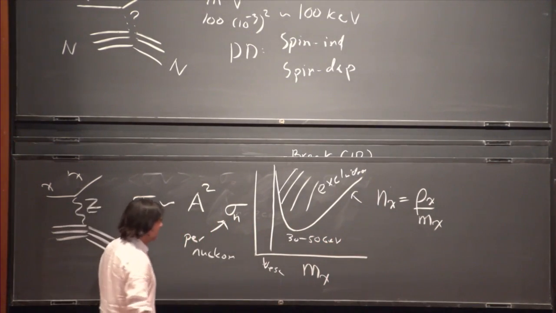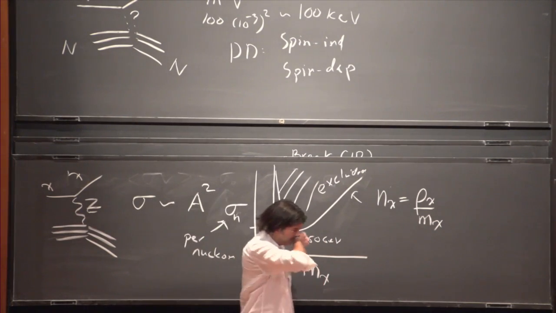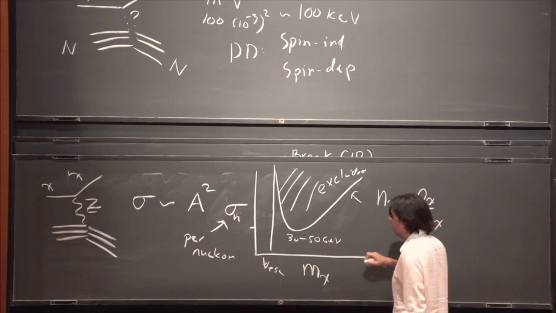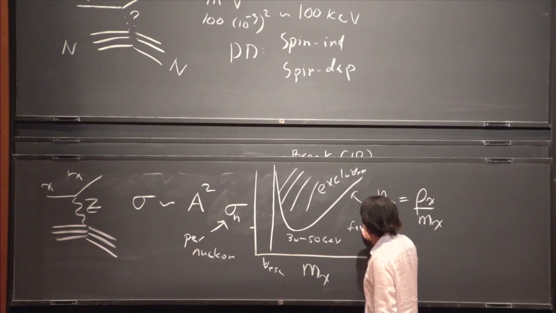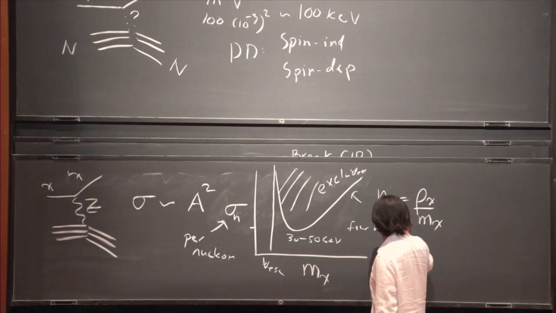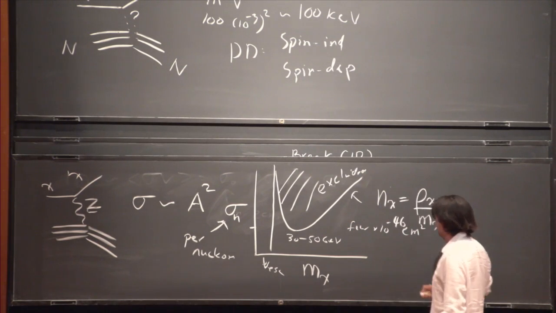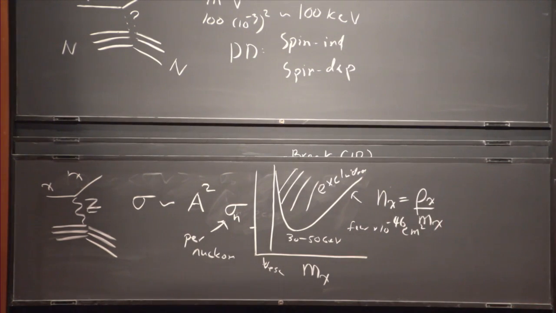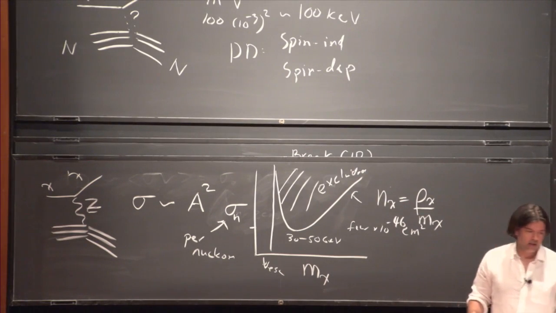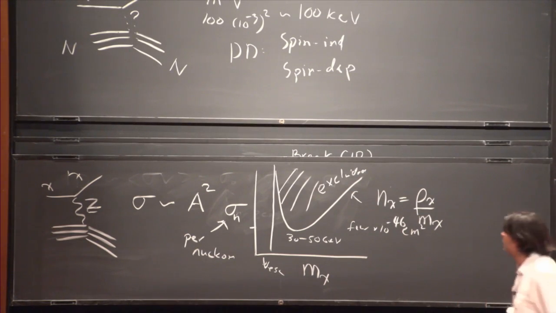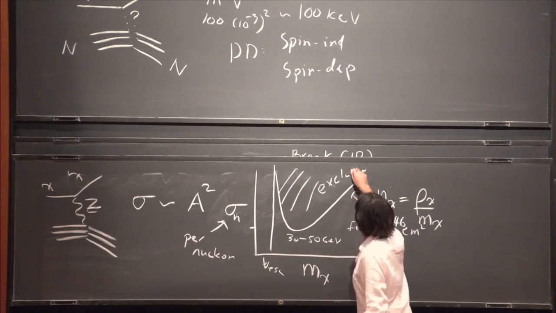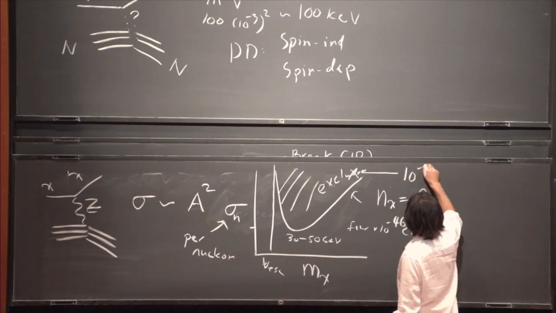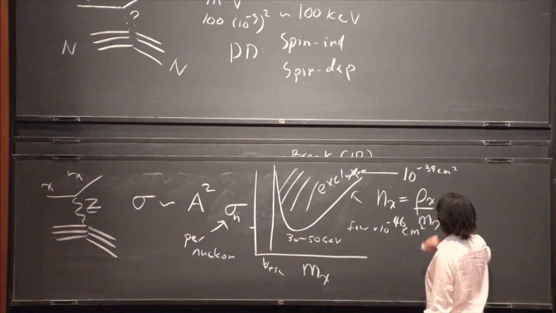These days, the best limits are coming from xenon experiments: XENON100, XENON1T, LUX, and PandaX. And the best limits are in the few times 10^-46 cm² range of cross-section per nucleon. By comparison, the cross-section mediated by a Z boson is up here at about 10^-39 cm².